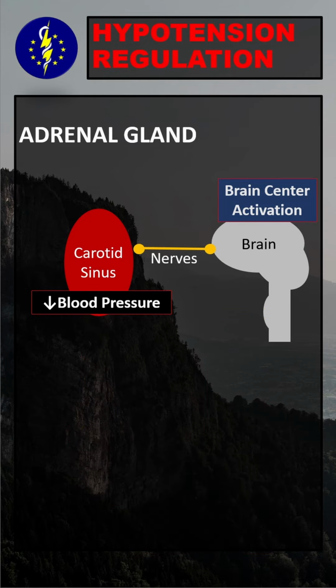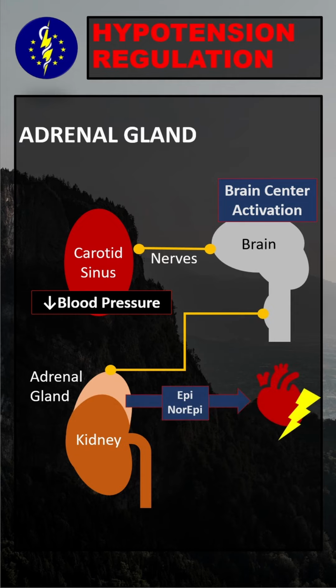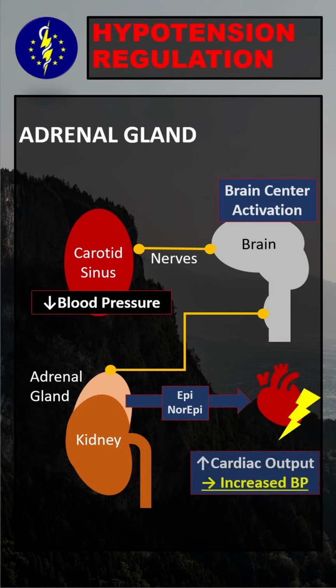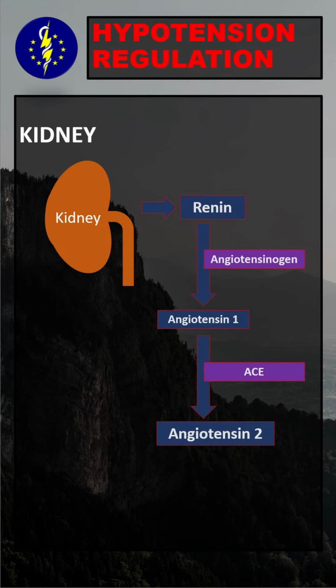The brain also activates the adrenal glands, which then produce epinephrine, which is also known as adrenaline, and norepinephrine. Both of these hormones stimulate the heart to increase cardiac output and increase blood pressure. The kidneys also sense the low blood pressure. In response to that, they release renin, which in a complex process gets converted to angiotensin II. You don't really need to remember all the stuff in between, just remember renin and angiotensin II.